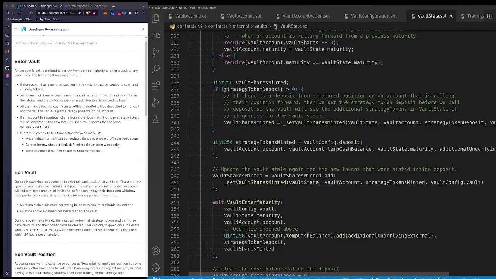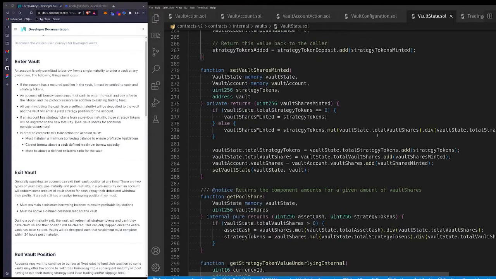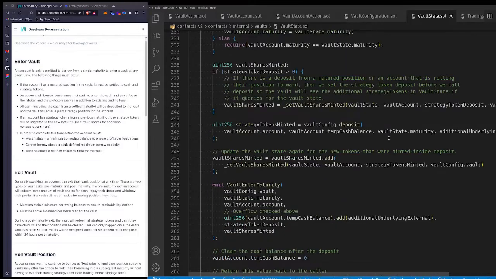So there is a condition where vaults may be rolling their position forward. In that case, there would be an initial deposit of strategy tokens that we set first. This is something we'll describe more when we get to roll vault position. This doesn't really occur when entering the vault.